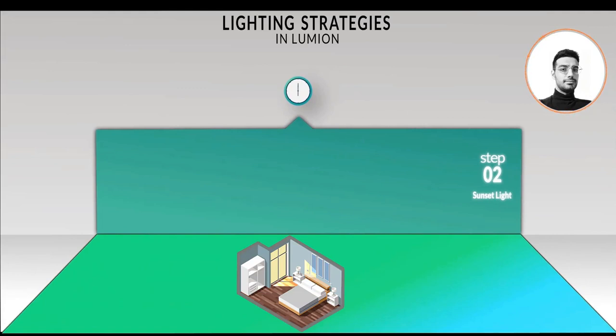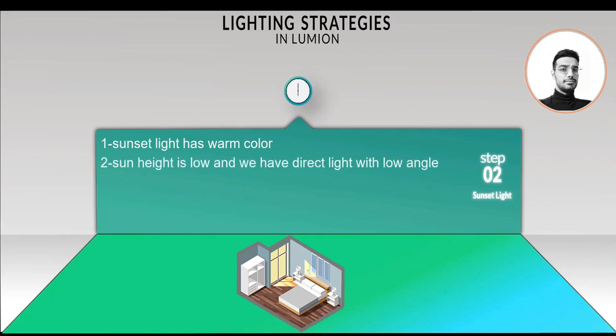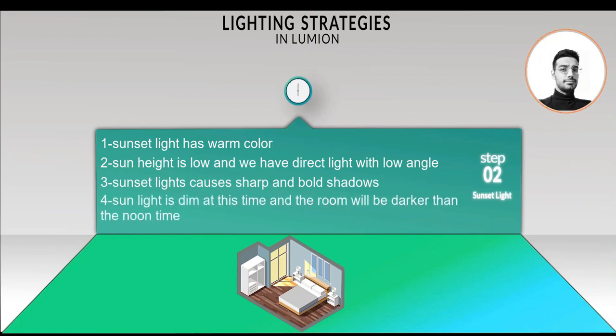Sunset light has some specifics. Number 1, sunset light has a warm color. Number 2, the sun height is low and we have direct sunlight with low angle rays in the room. Number 3, this light causes sharp and bold shadows. Number 4, sunlight is dim at this time and the room will be darker than at noontime.